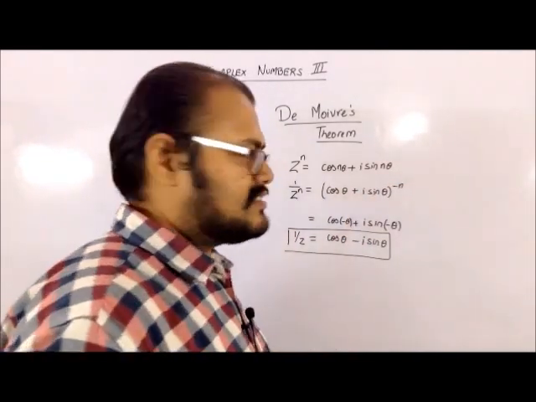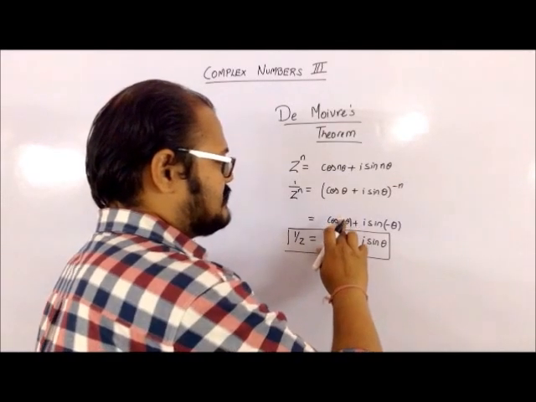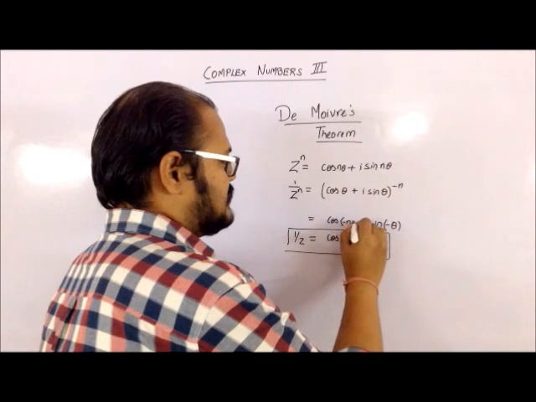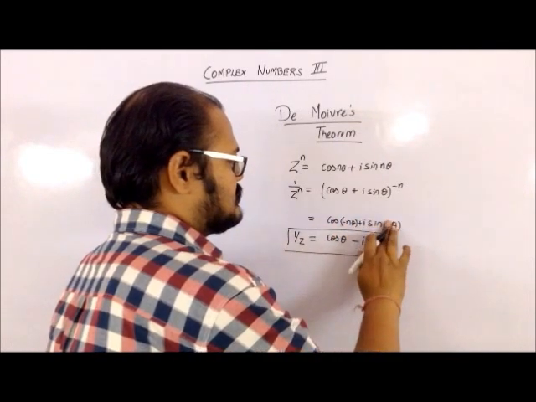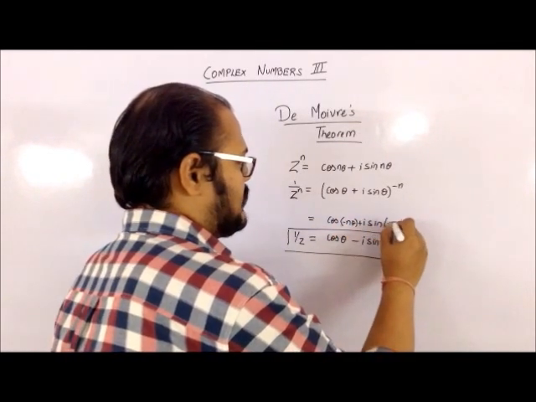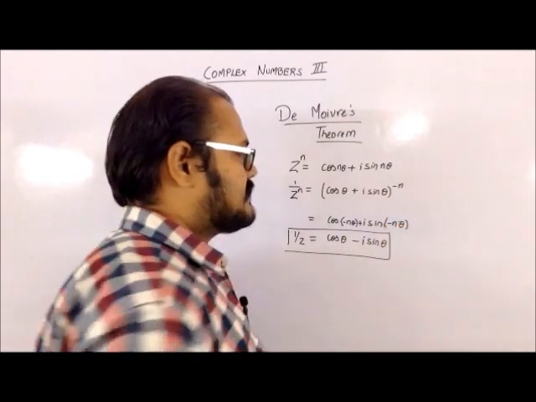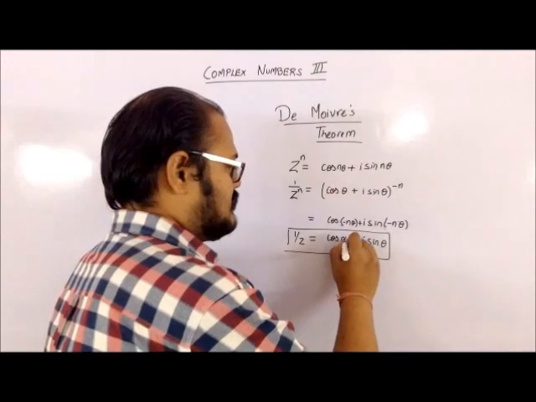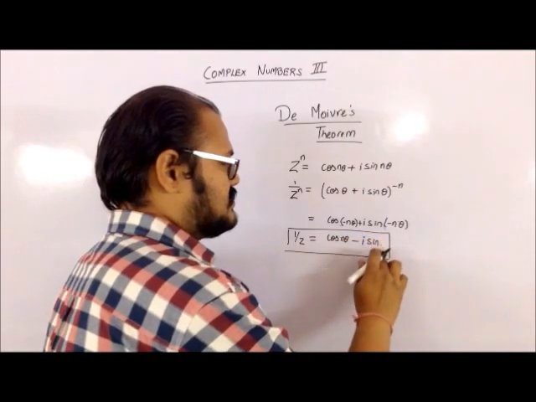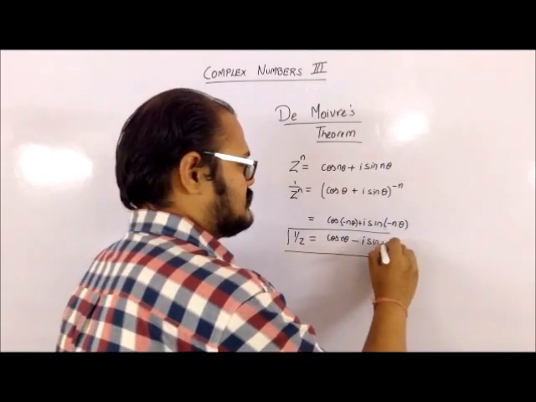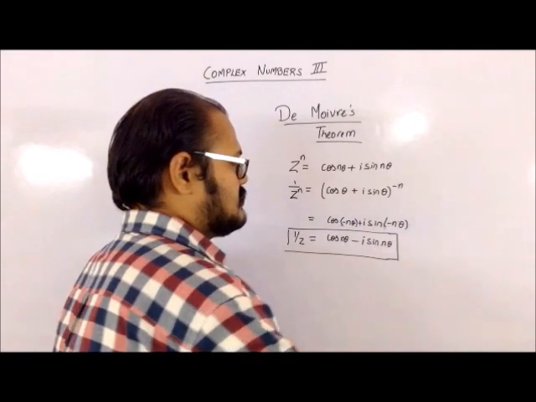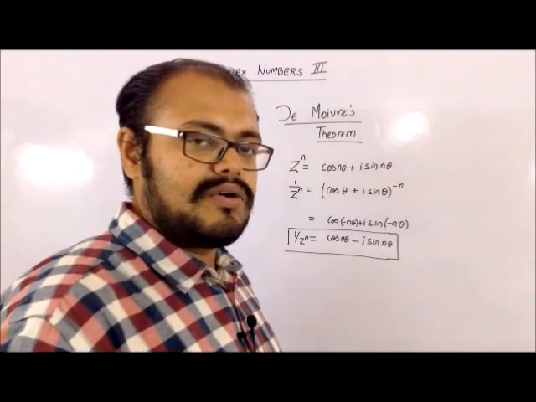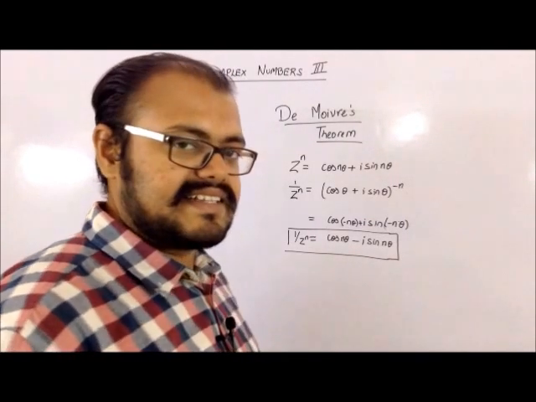So if I want to find 1 by z raised to n, then it will be z raised to minus n, which gets me cos of minus n theta plus I sine of minus n theta, which gets me 1 by z raised to n as cos n theta minus I sine n theta.